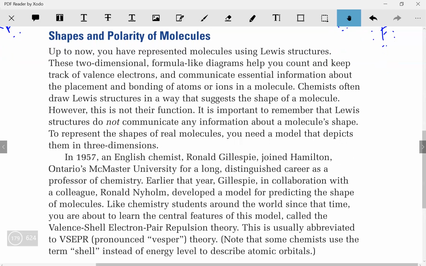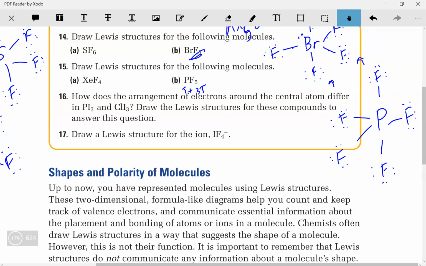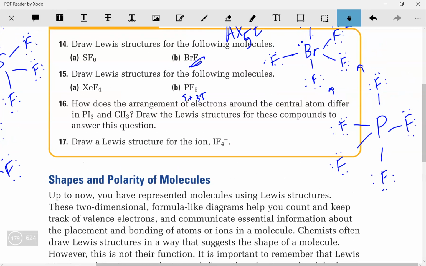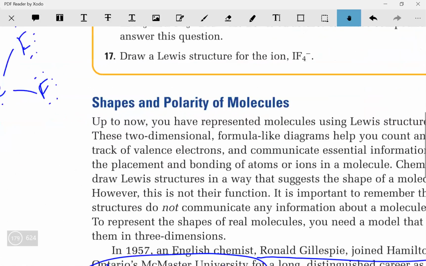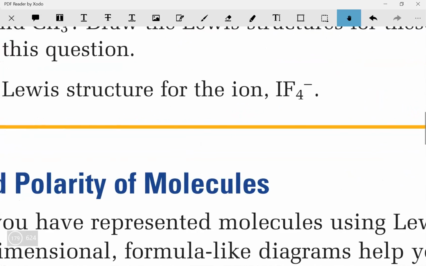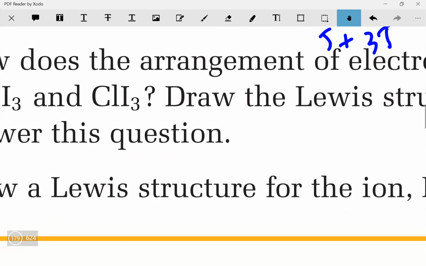Yeah, see, VSEPR 3 was from Mac University. Fun, right? Very close by. Okay, PI3, ClI3. I'm losing track of what I was doing. Oh, zoom in and do it here.